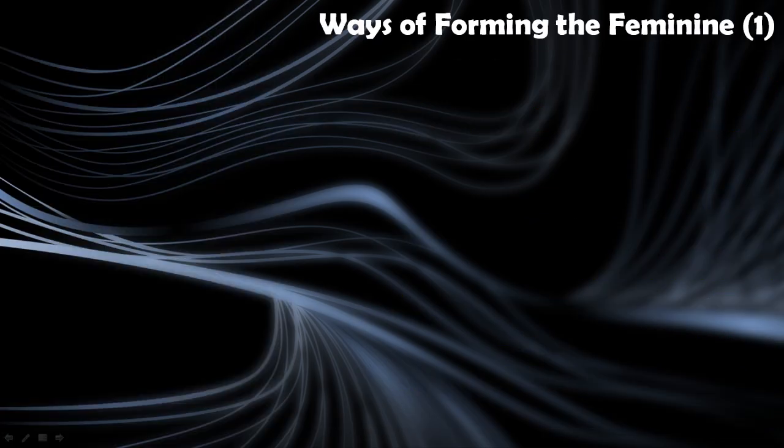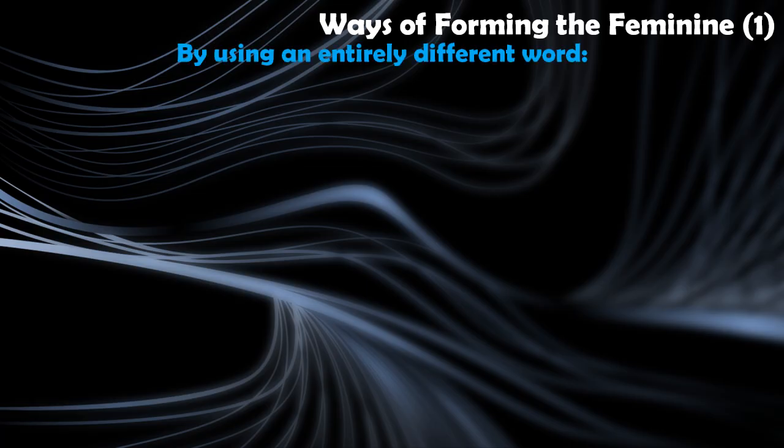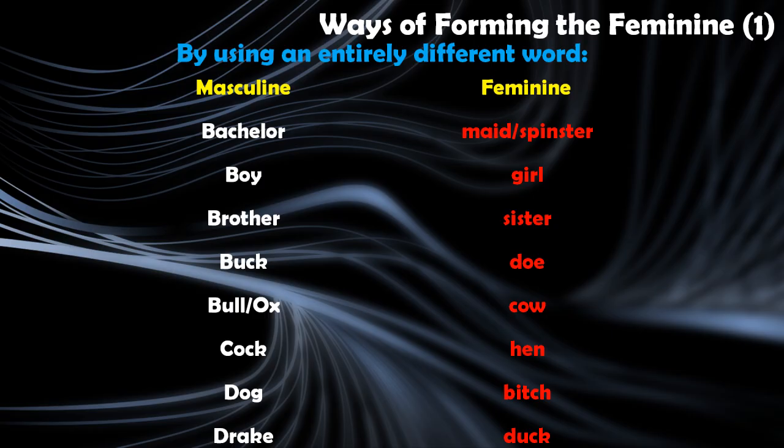Now let us discuss how the feminine gender is formed in English. Look at the examples on your screen. From bachelor, the feminine becomes maid or spinster. From boy, we get girl. From brother, we have sister.